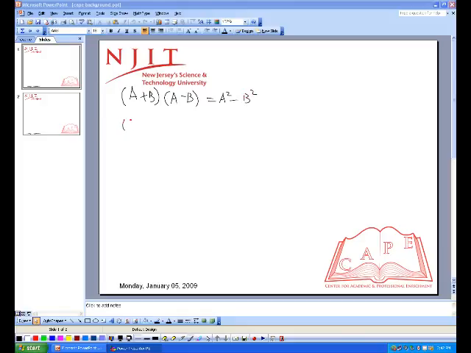Another one is a plus b squared is equal to a squared plus 2ab plus b squared. And a minus b squared is equal to a squared minus 2ab plus b squared. Okay? So those formulas are very useful, and you should memorize them.